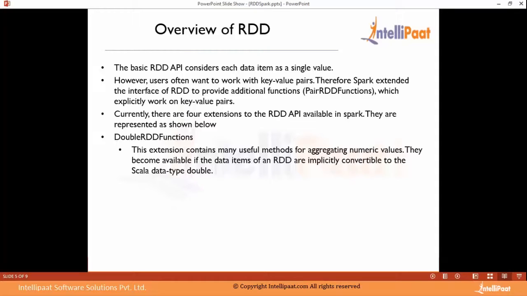Currently there are four extensions that are available to the RDD API, and let us see what they are. The first is double RDDs. This extension contains many useful methods for aggregating numerical values. They become available if the data items of an RDD are implicitly convertible to the Scala data type double. If the data type is double, there are multiple functions that can be applied on these numerical values.